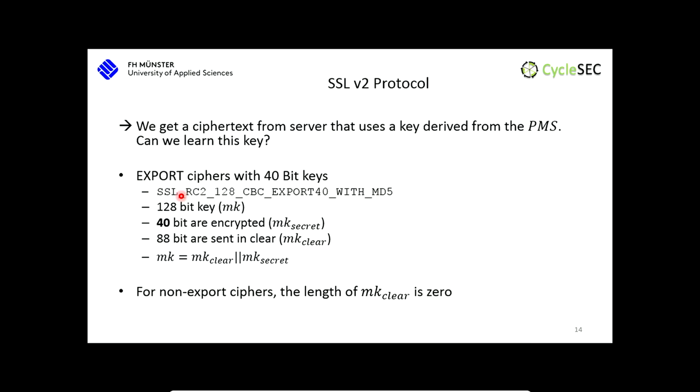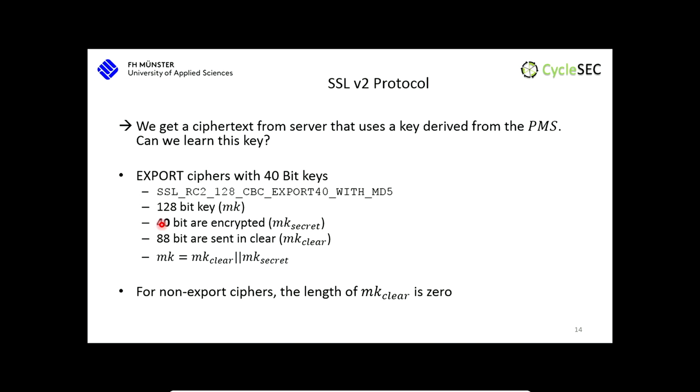It tells us the symmetric key algorithm that we use is RC2. It uses 128-bit keys. It uses CBC as a mode of encryption. And it uses export 40 with MD5 as a hash algorithm. So that means we have a 128-bit key, but only 40 bits of those are encrypted.